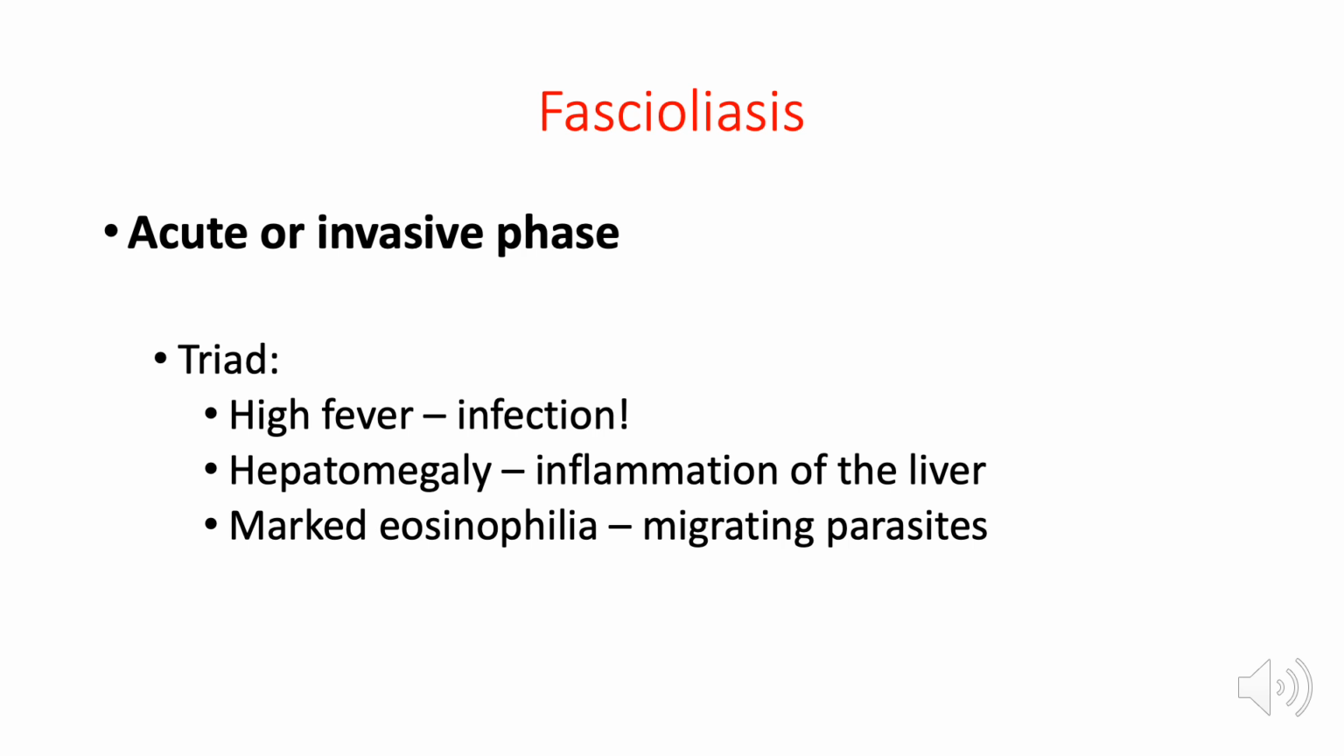Now take note, it is in the early stage or the acute or invasive phase of fascioliasis that the patient will exhibit signs and symptoms. And what are these? High fever because there is infection. Hepatomegaly because there is damage to the liver brought about by the invasion of the immature metacercaria or fluke. And since you have here the presence of a parasite, expect that the patient will have eosinophilia. That's why if you will encounter a patient in the future complaining of right upper quadrant pain, you might also want to test the CBC of the patient and check for eosinophilia.